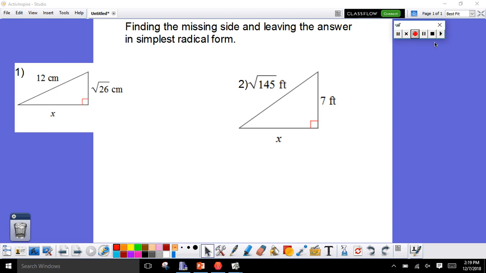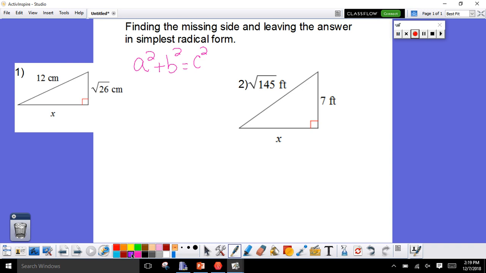On today's video, guys, I'm going to show you how to find the missing side of a right triangle using the Pythagorean theorem, but having the answer in simplest radical form. So the first thing that we're going to do is, I know I'm going to be using a squared plus b squared equals c squared, so I am going to write my equation a squared plus b squared equals c squared. Then I'm going to look at my triangle, so we're going to work on problem number 1 for now.